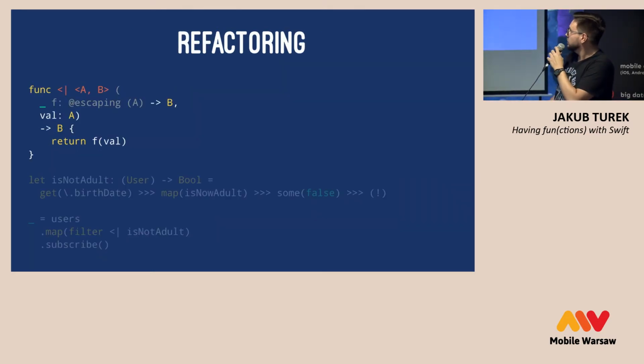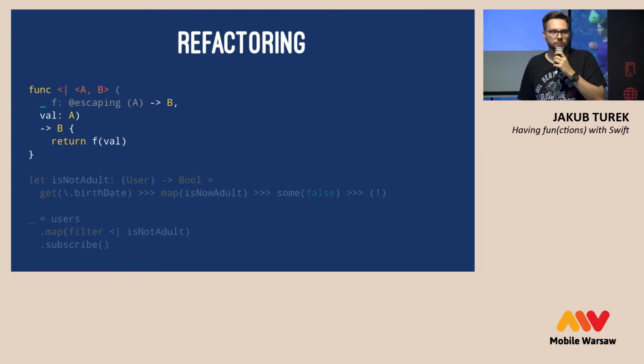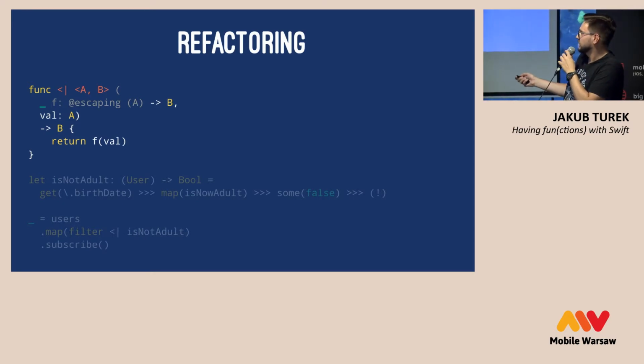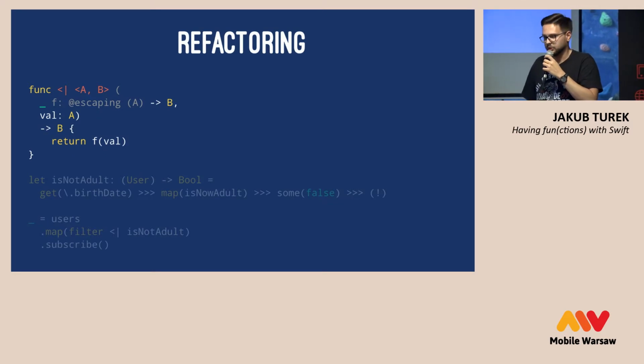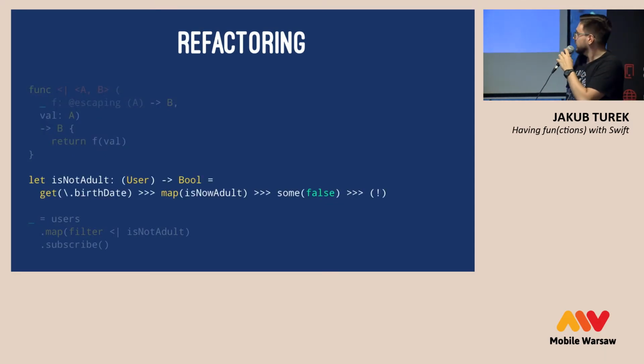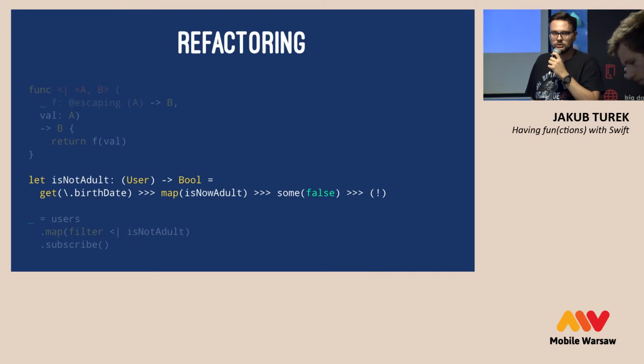So we can, for example, have the reversed version of our forward application operator. Let's call it backwards application. The only difference is that the function is now on the left side and the value is on the right side. But apart from that, it works exactly the same. This operator is just for humans, for readability purposes. And now we can extract our function, isNotAdult.